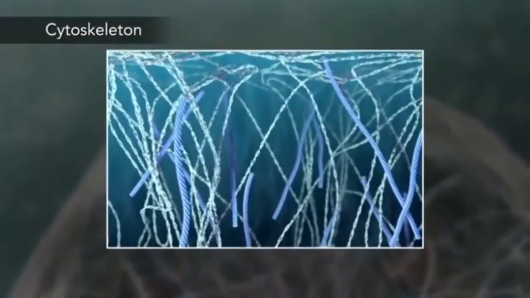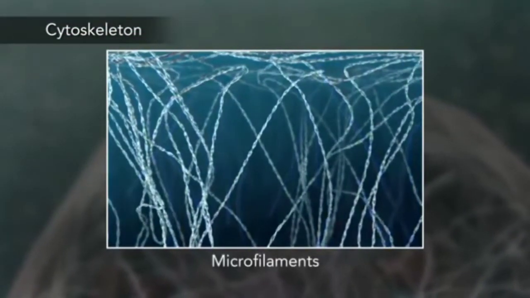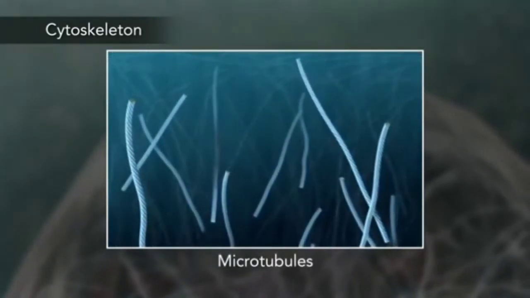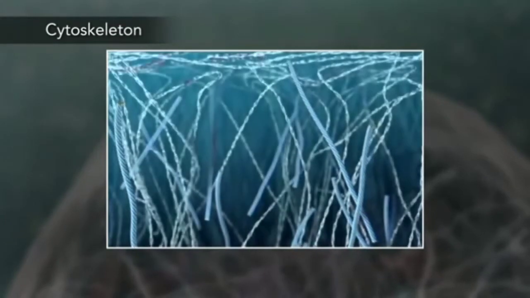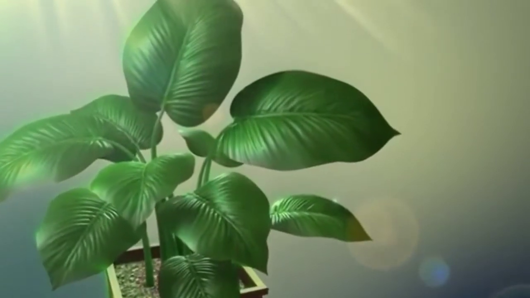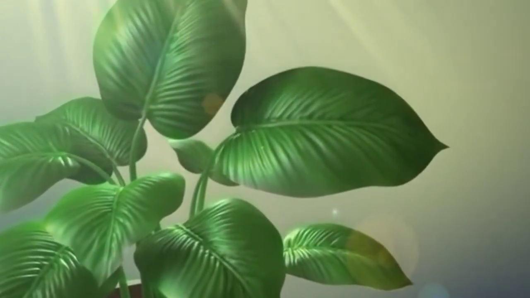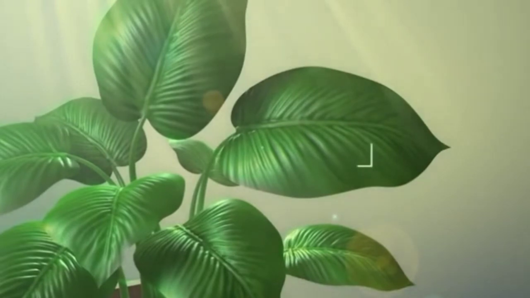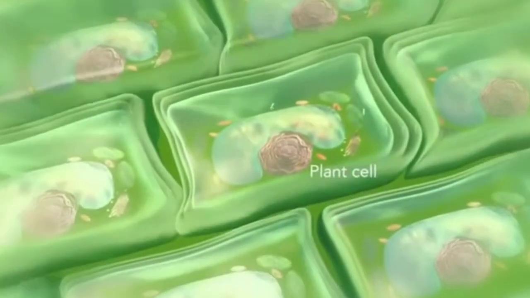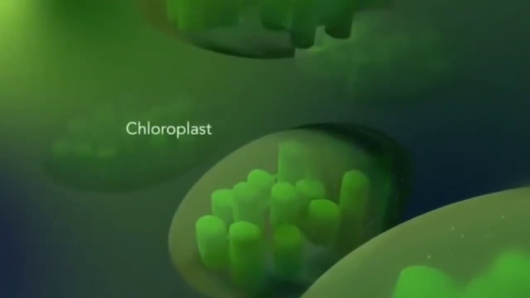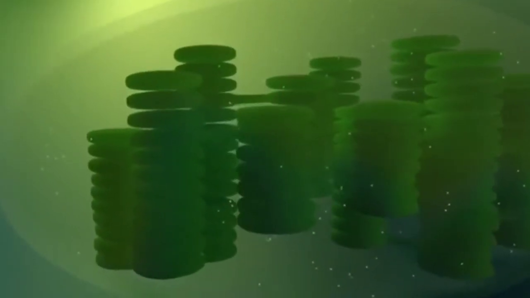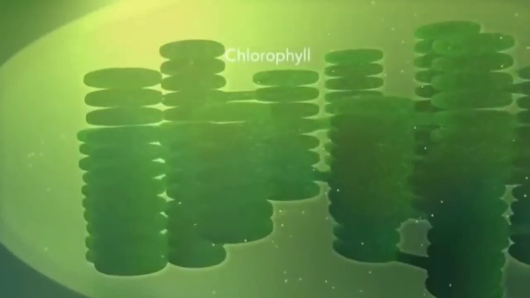The cytoskeleton includes the thread-like microfilaments, which are made of protein, and microtubules, which are thin, hollow tubes. Some organisms, such as plants, that are photoautotrophic, meaning they capture sunlight for energy, have cells with an organelle called a chloroplast. The chloroplast is where photosynthesis happens. It's green because it has a green pigment called chlorophyll.